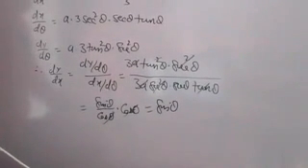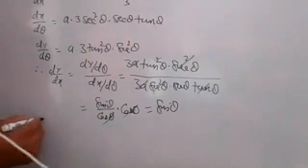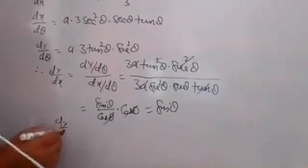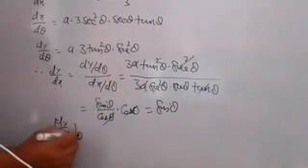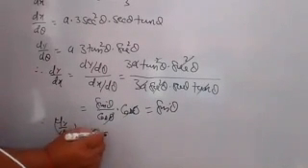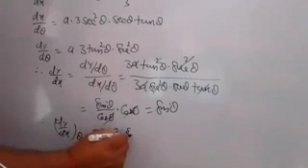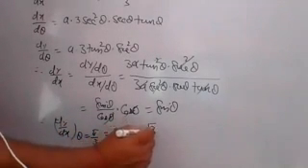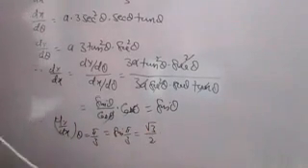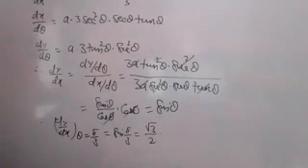So the value of dy by dx is equal to sine theta. So dy by dx at theta is equal to pi by 3 is equal to sine pi by 3, and you know sine pi by 3 is root 3 by 2. So root 3 by 2 is your final answer. Okay, noted.